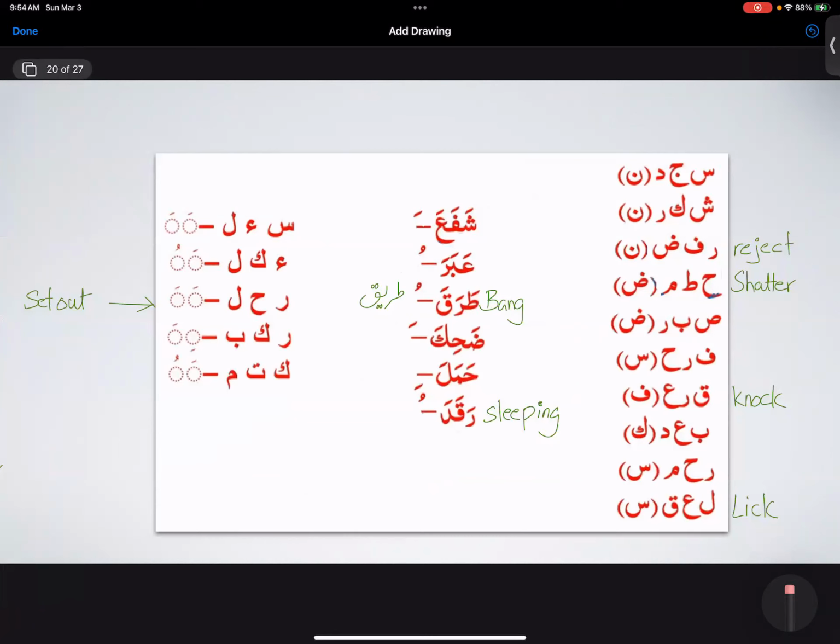Then we have some practice over here. Sajada is bab Nasara. So that means Sajada, yasjudu. Can someone conjugate that?